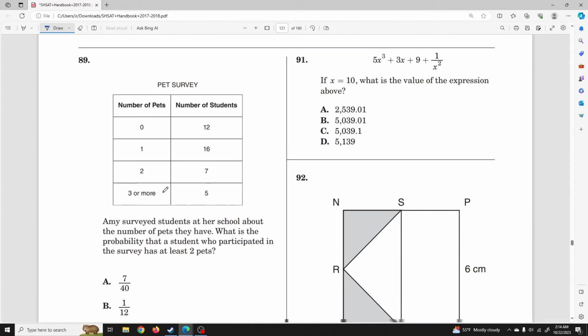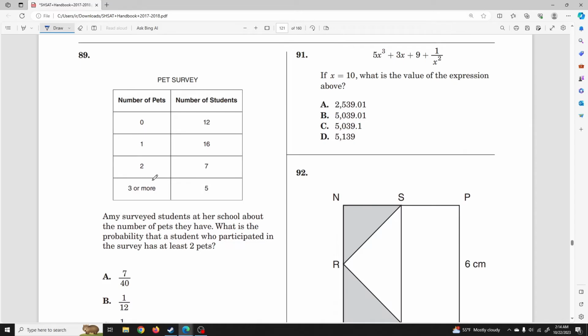Alright, moving on to 89. It says, Amy surveyed the students at her school about the number of pets they have. What is the probability that a student who participated in the survey has at least 2 pets? So what's the total here? Let's first find the total. 7 plus 5 is 12. 12 plus 12 is 24. 24 plus 16 is 40. So out of 40 total students, how many have at least 2 pets?